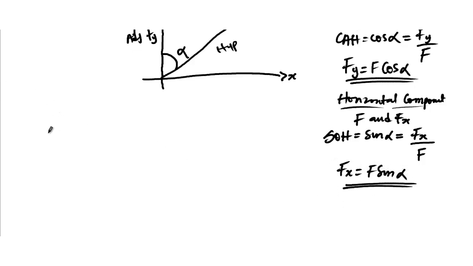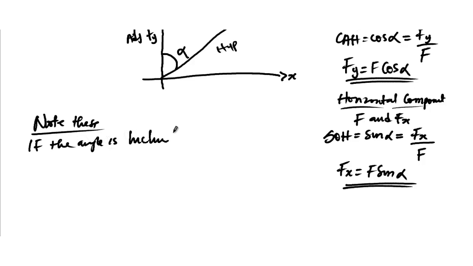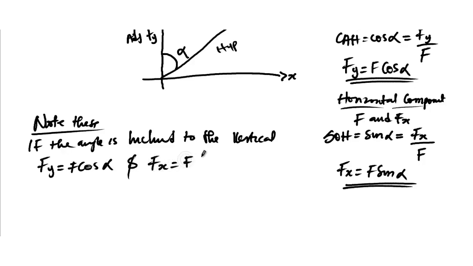So this gives us the horizontal component. There's something I want you to note. Note this, that if the angle is inclined to the vertical, then F subscript y is equal to F cos alpha, in this case the angle is alpha, and F subscript x is equal to F sine alpha. That's number one.